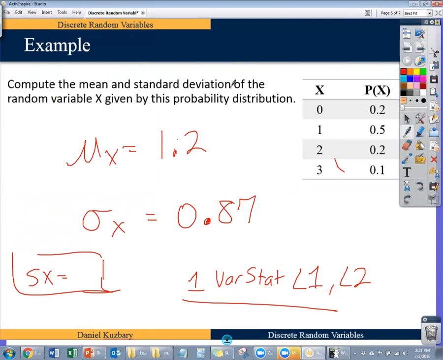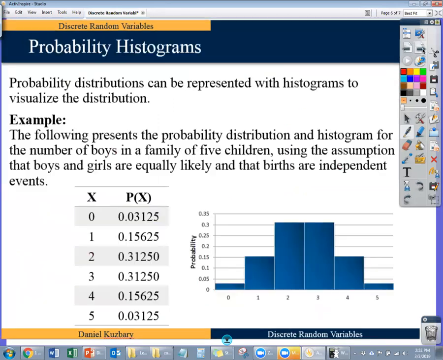And so as I mentioned at the beginning of this video, having a distribution lets you do a lot of things with probability problems and experiments. The last thing I'm going to show you that you can do with the distribution is you can make it into a histogram. And the histogram is not too hard to make.